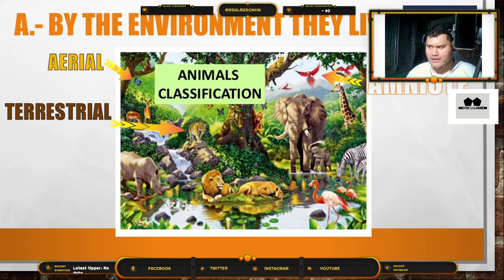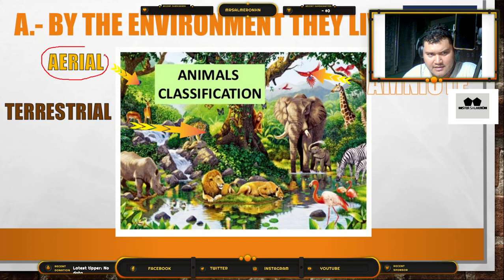Okay, now the amniote animals, that's a special classification among the aerial animals. The aerial animals cover insects and birds, but the amniote classification is only about the animals that can fly and lay eggs, and they put those eggs in a nest in a tree. So which animals produce nests in the trees? The doves, the parrots, there are a lot of different animals that produce nests on the trees.